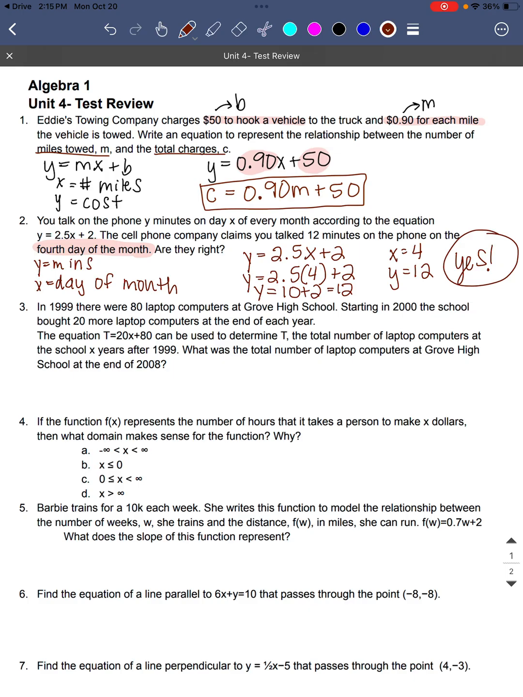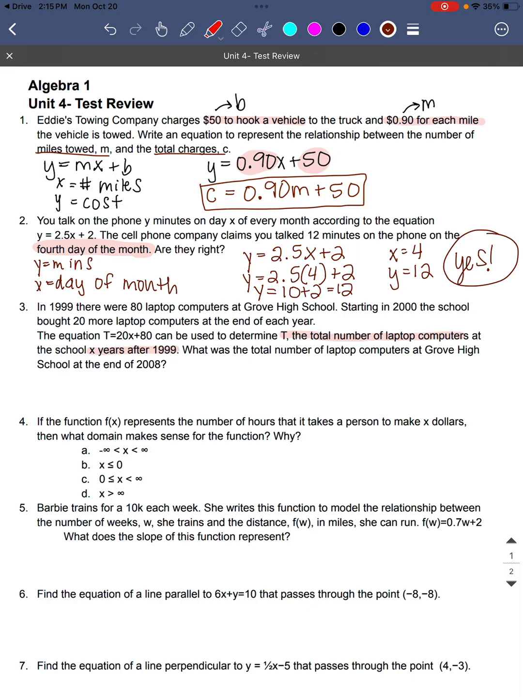So number 3 says in 1999, there were 80 laptop computers at Grove High School. Starting in 2000, the school bought 20 more laptop computers at the end of each year. The equation t equals 20x plus 80 can be used to determine t, the total number of laptop computers. Oh, that's important. They're telling us what the variables are. At the school, x years after 1990. What was the total number of laptop computers at Grove High School at the end of 2008?